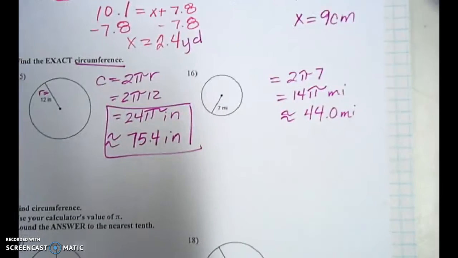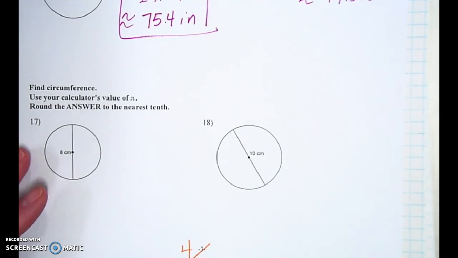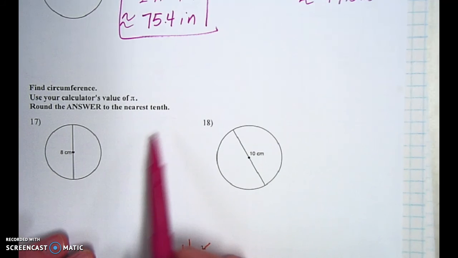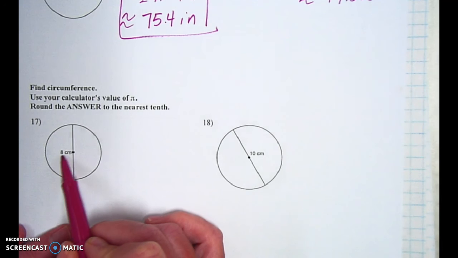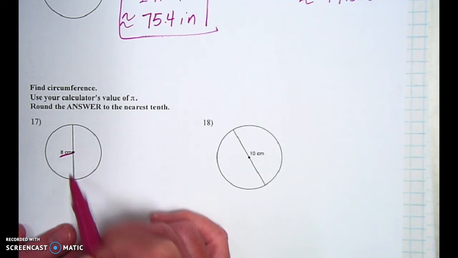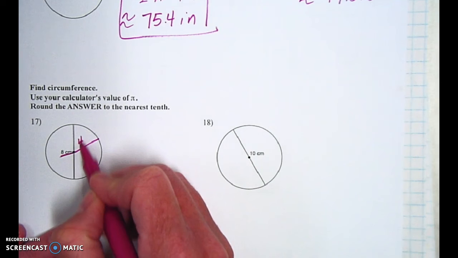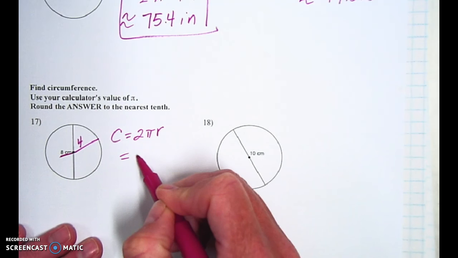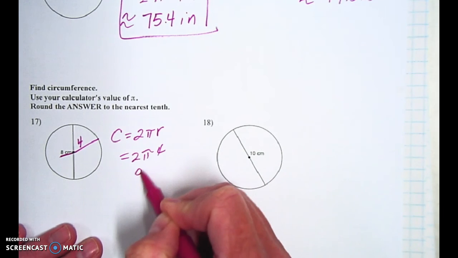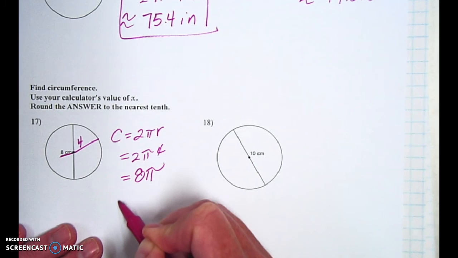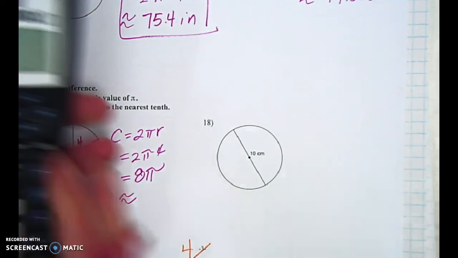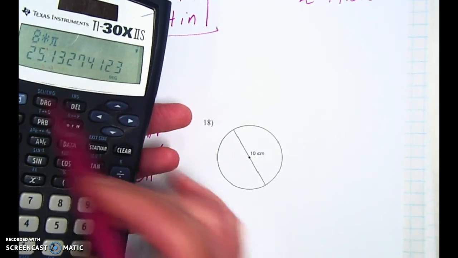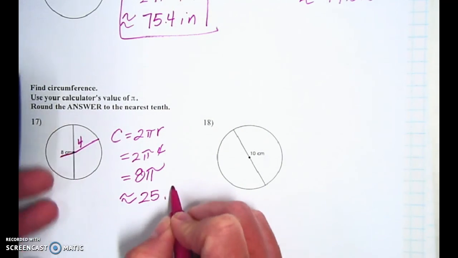All right. Jumping down to number 17 and 18 says, find the circumference. Use your calculator's value of pi. Round your answer to the nearest tenth. So if the diameter is 8 centimeters, the radius is going to be 4. So if we have 2 pi r, that's going to give us 2 pi times 4, which is 8 pi. Multiply that out on your calculator. 8 times pi, round it to the nearest tenth, so 25.1. And this one is in centimeters.